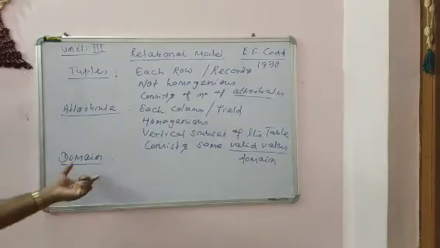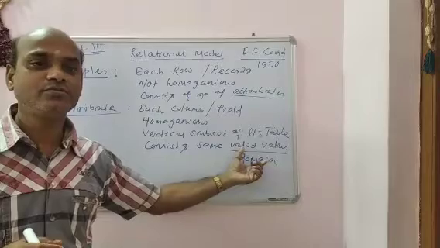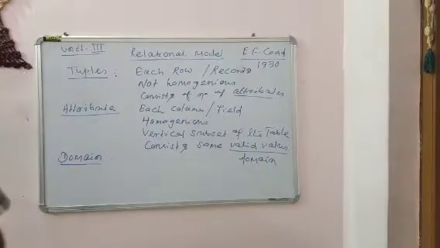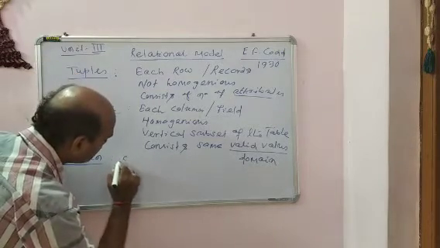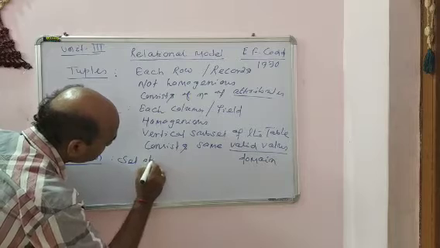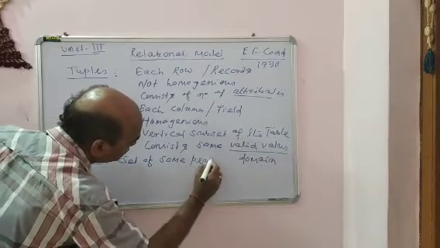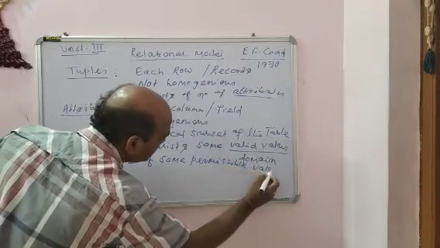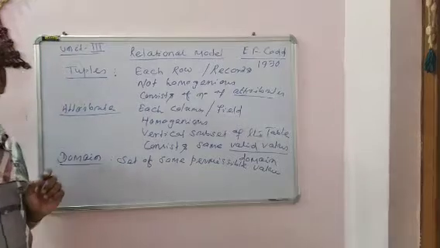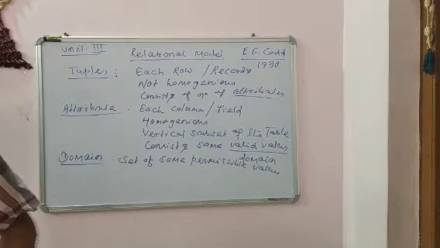Okay, so the domain contains the real, valid values. There must be a domain range. It is a set of some permissible values. That value is permitted to be stored in the database, and it can be given to an attribute.